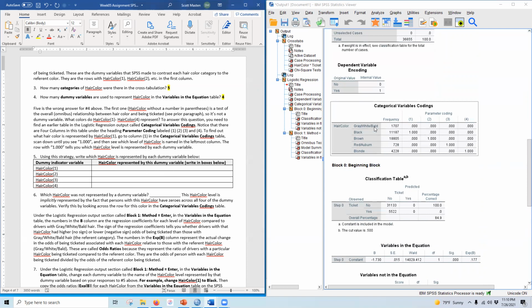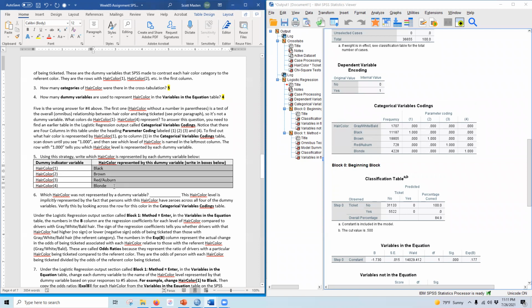And note that for hair color, there's 1, 2, 3, 4. And the level that's coded 1 for each one of these is what is represented by that dummy variable. So black is represented by dummy variable 1. So where it says hair color 1, that's folks who have black hair. Hair color dummy 2, that's browns. That's folks who have brown hair. Dummy variable 3, which group's coded 1, red/auburn. And finally, dummy variable 4 is blondes. Blonde.